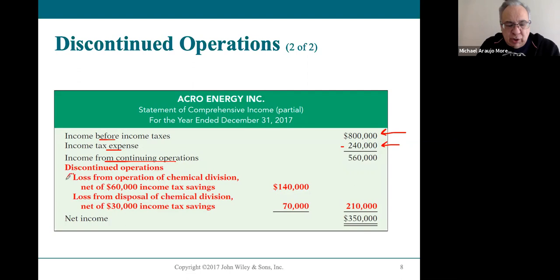Now we have to note those discontinued operations. Okay. First, we had a loss from the operation of the chemical division, closing it here, of 140,000. And we had a loss from disposing of that division to the other company of 70,000. So in total, we have a total loss to report of 210,000 when we closed and sold off our chemical division. That has to be reported on the income statement. And look what happens. It shrinks our net income quite substantially this particular year, right?